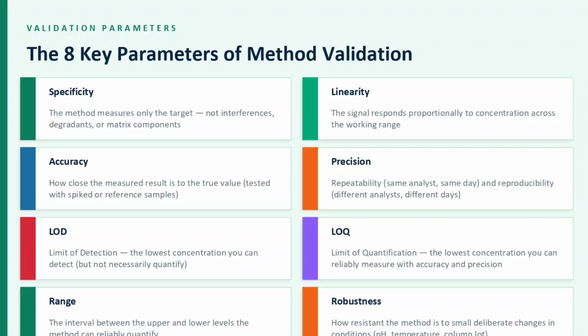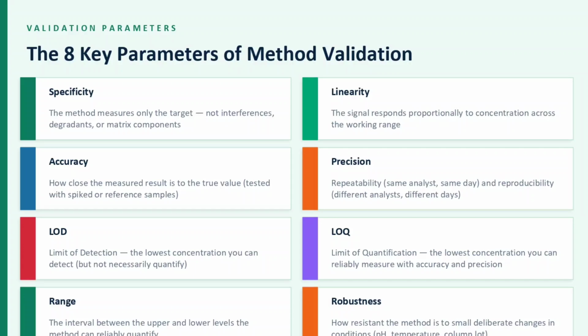Linearity proves that the signal your instrument produces responds proportionally to the concentration of the analyte across your working range. If you double the concentration, the signal should double. You prove this by measuring multiple concentration levels and demonstrating that the relationship is linear. Accuracy is about how close your measured result is to the true value. You typically demonstrate this by analyzing samples with a known concentration, such as reference standards or spike samples, and calculating percentage recovery. If you are measuring 98% of what is actually there, your accuracy is excellent.